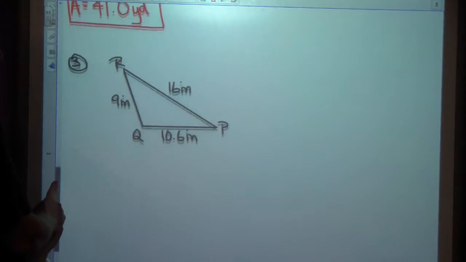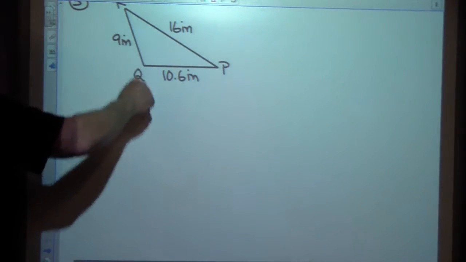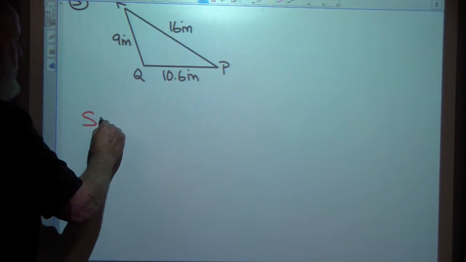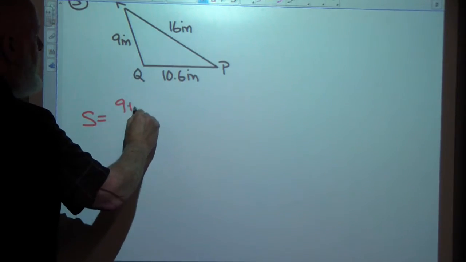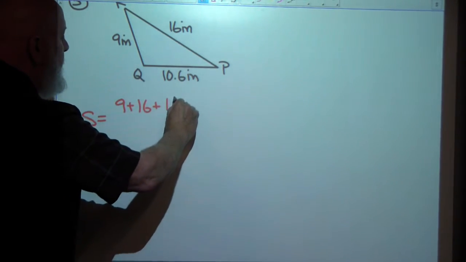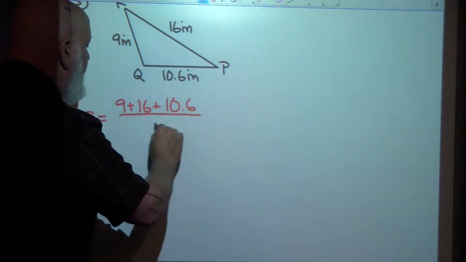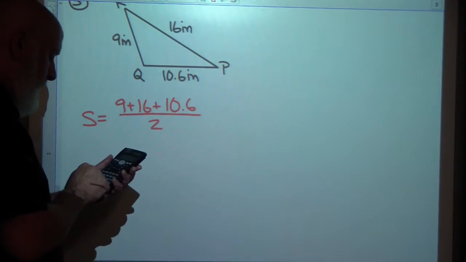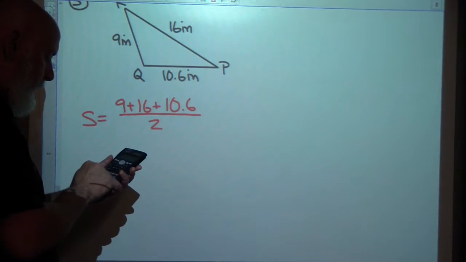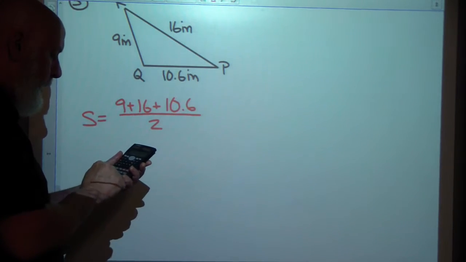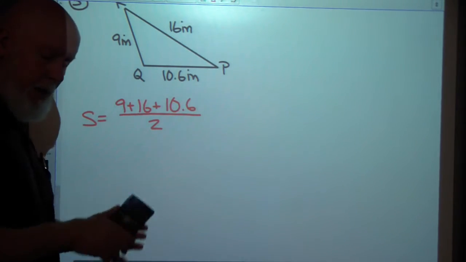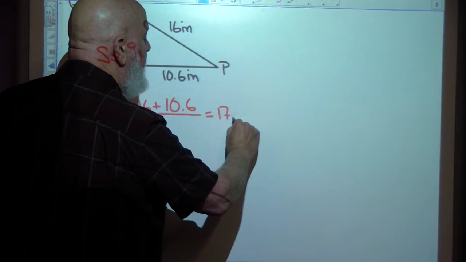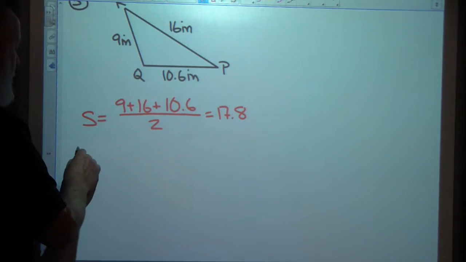Just the same thing. R, P, and Q. Could be A, B, C. It doesn't matter what the letters are. I'm going to find S. So S is 9 plus 16 plus 10.6. I'm going to take half of that. So I'll do that with my calculator. 9 plus 16 plus 10.6 equals, divided by 2 equals 17.8 is the value of S, if I haven't made an arithmetic mistake. And so now I'm ready to find the area.